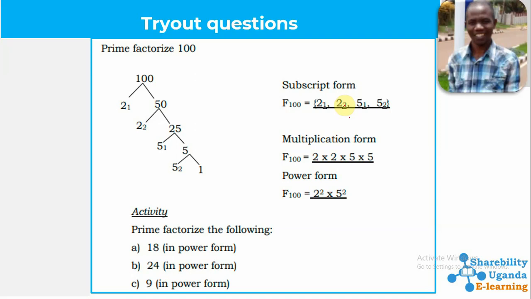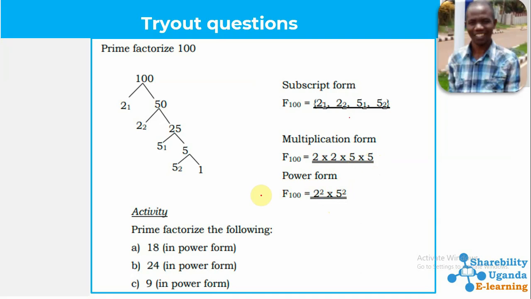When we say our 2 appears twice, our factor of 100 is going to be equal to 2 times 2, then times 5 times 5. To indicate this in power form, we say our factor of 100 is equal to 2 to the power 2, which simply means 2 times 2, then 5 to the power 2, which simply means 5 times 5. So this is how we can write our number in power form. Hope that is clear.